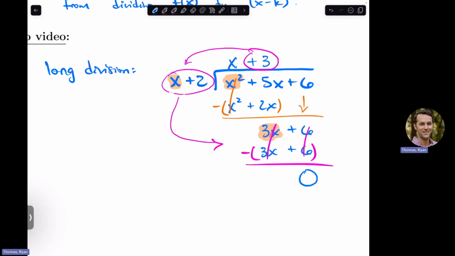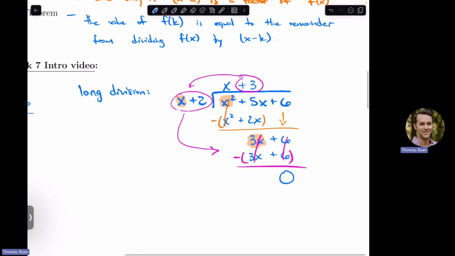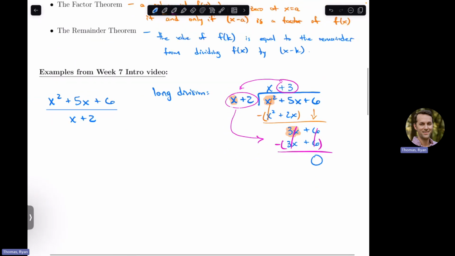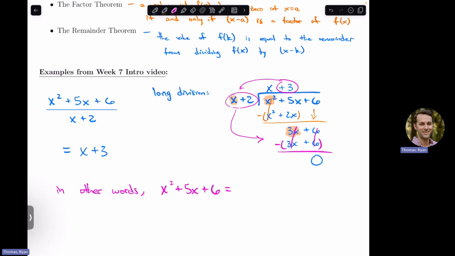Remainder 0 just means that it goes in evenly, right? It goes in a whole number of times. So what this tells me is that this division is x plus 3, or in other words, x squared plus 5x plus 6 is equal to x plus 2 times x plus 3.